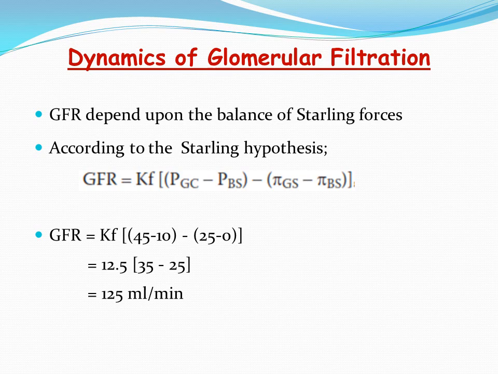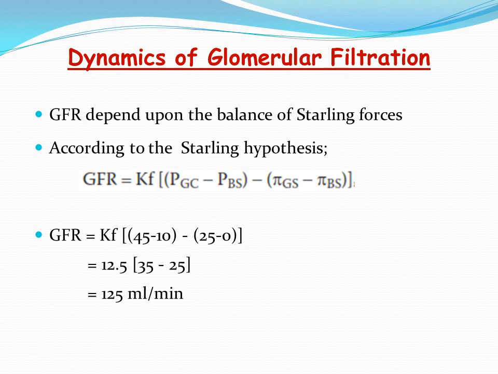Now look at the dynamics of glomerular filtration. There are certain forces that determine glomerular filtration, known as the Starling's forces. According to the Starling forces, GFR is equal to Kf, the filtration coefficient, into the difference between PGC and PBS, minus the difference between pi GC and pi BS. Here it should be C in place of this S. This Kf means the filtration coefficient.